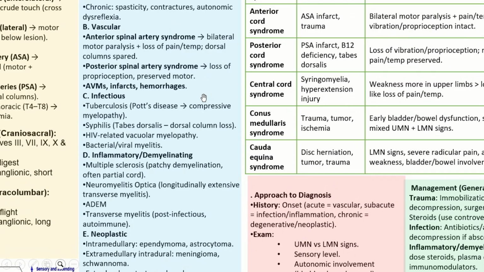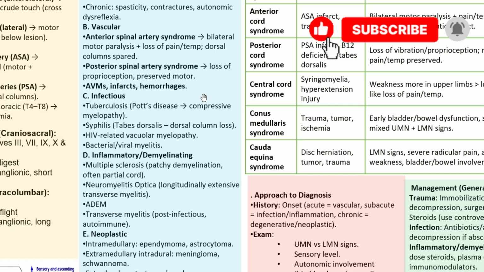Then we have the vascular causes, and I talked about this. With anterior spinal artery involvement, we're going to have bilateral motor paralysis because the corticospinal tract is found in the anterior side, as well as loss of pain and temperature from the spinothalamic tract, which is found in the anterolateral position. Then the posterior spinal artery is going to give us only loss of proprioception, but motor is preserved. Then we can have arteriovenous malformations, infarcts, and hemorrhages.